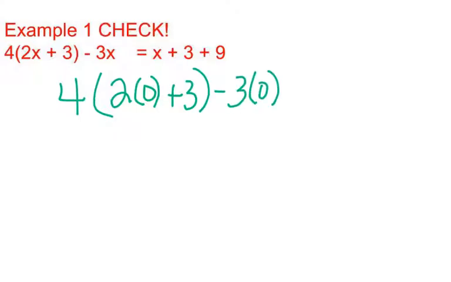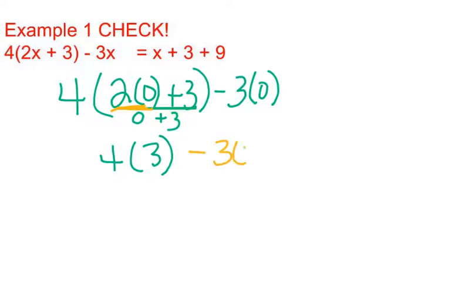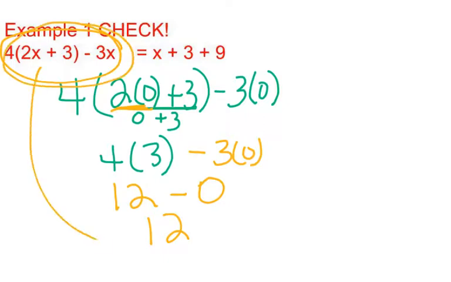So on the left-hand side, this is what I have. I'm going to do what's in here first. 2 times 0 is 0. And 0 plus 3 is 3. So again, I did 2 times 0 first, because I multiply before I add. 0 plus 3 is 3. And so this is what I have. So this is 12 minus 0, which is 12. So this side worked out to 12.